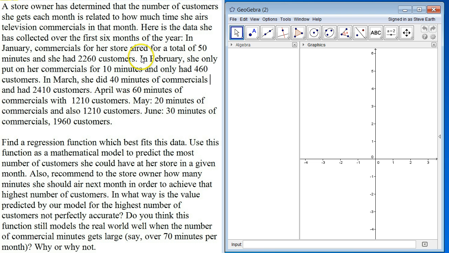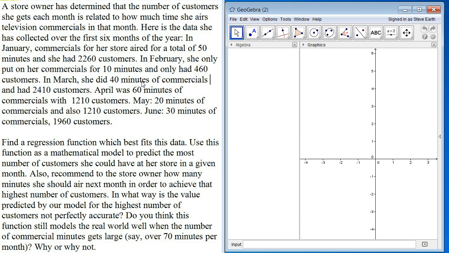So we've got two different things going on here. We've got how many minutes of airtime our commercials get, and then we've got how many customers we get each month. So the first thing we have to decide is what's the x and what's the y, sort of what's controlling what. It's different for every problem, but in this situation the independent variable, what we get to control and decide, is the number of minutes we're going to air a commercial. So that's going to be our x.